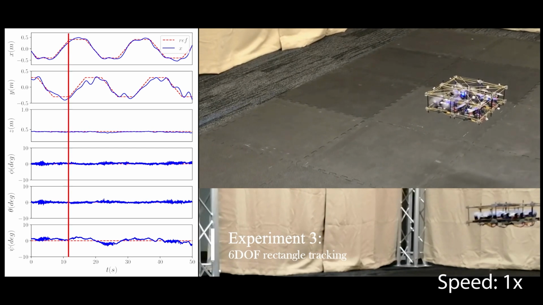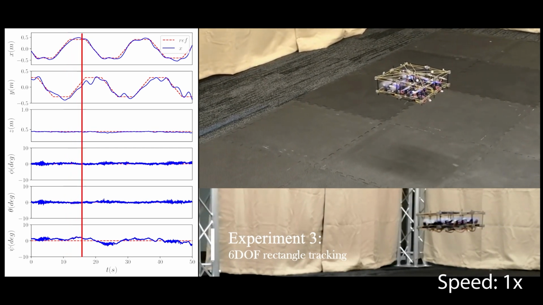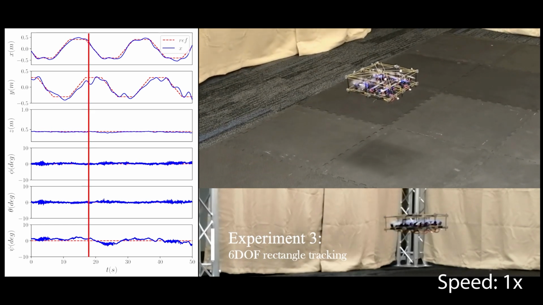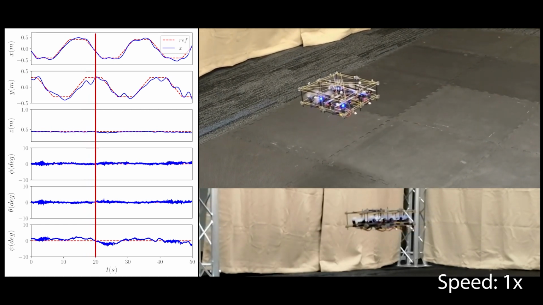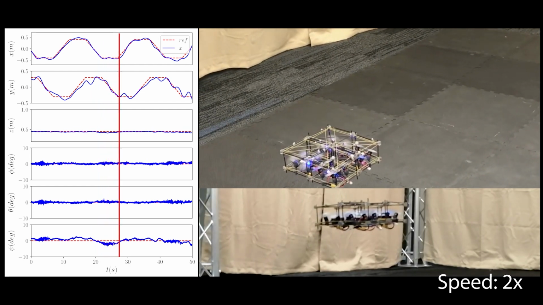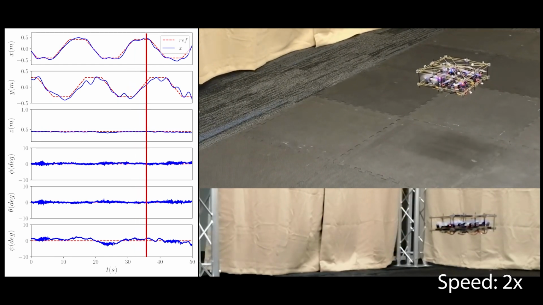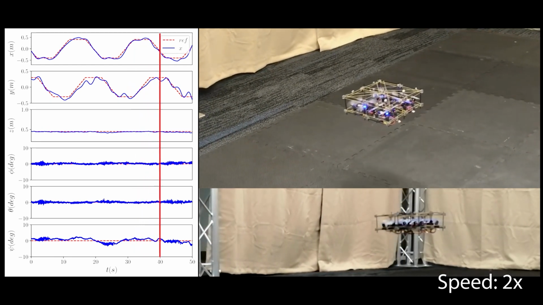In the third experiment, the structure of 4 R modules follows a rectangular trajectory which spans along x and y translational axes for 0.8 and 0.6 meters. The structure keeps both roll and pitch angle at 0 degrees during the translation, showing its independence of translational motion from rotation.